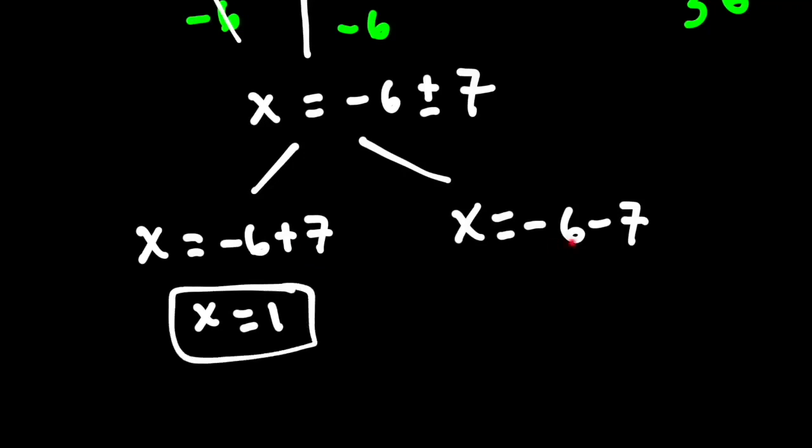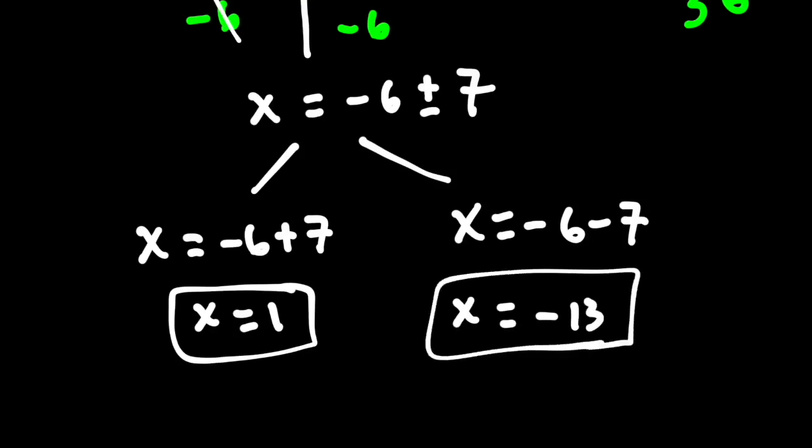On the right, the negative 6 and the negative 7 are going to simplify to a negative 13. And that is the second solution. Let's look at one last example.